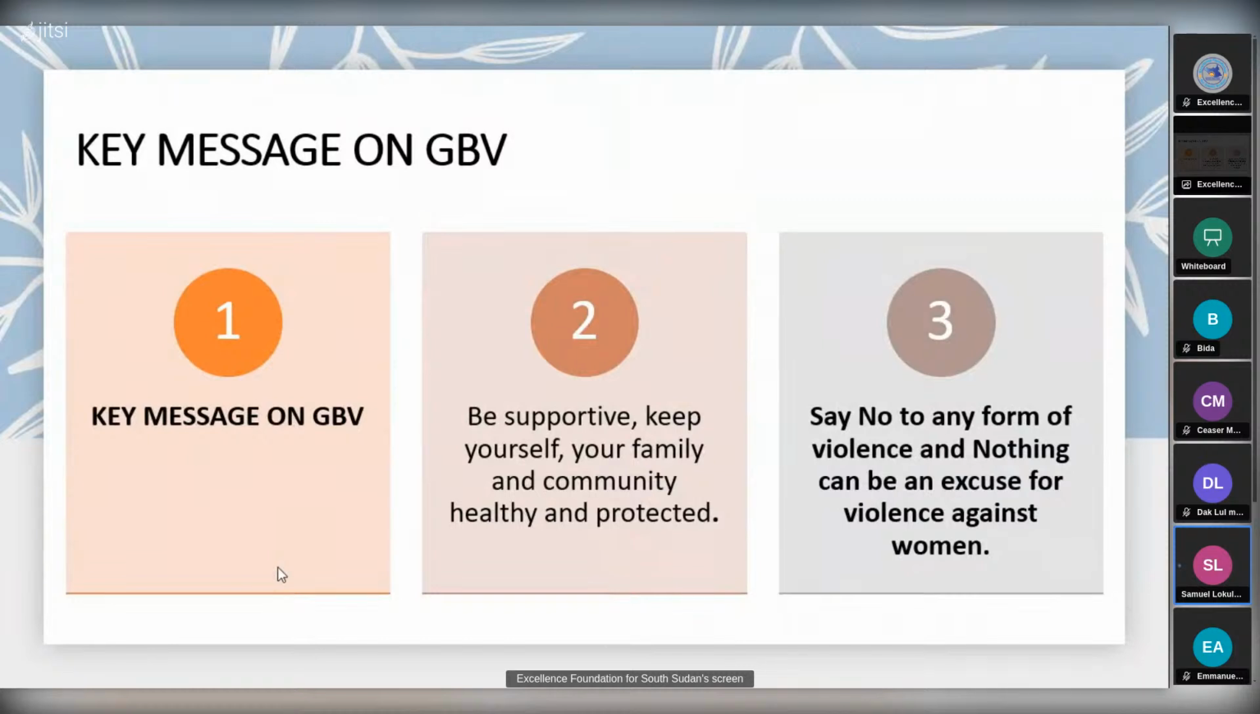That's why we should be supportive. Keep yourself, your family, and your community healthy and protected, and then say no to any form of violence. Nothing can be an excuse for violence against women.